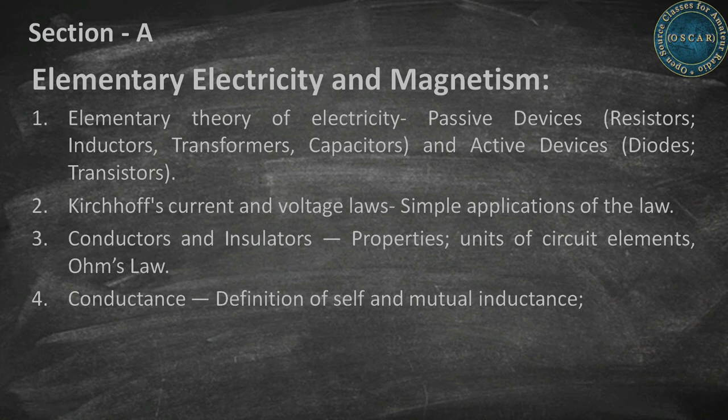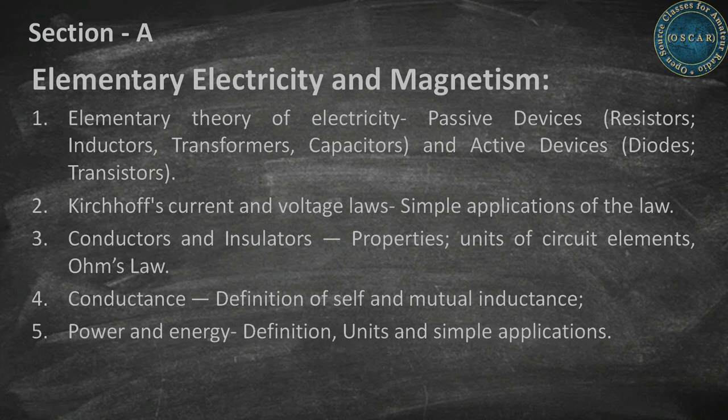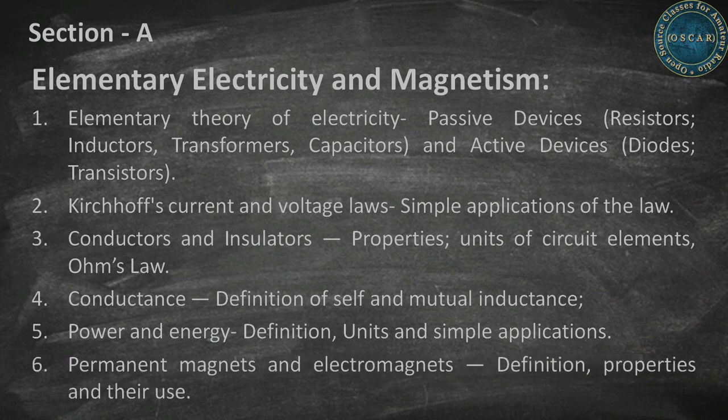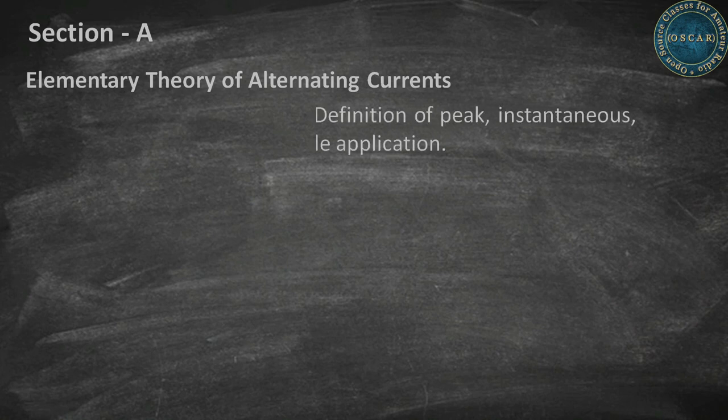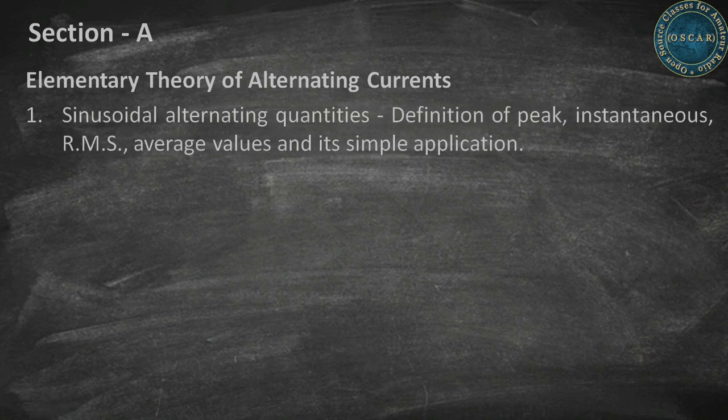Conductance. You have to learn the definition of self and mutual inductance. Power and energy. You will have to learn the definition, units and simple applications. Permanent magnets and electromagnets. You will have to learn the definition, properties and their use. Next, you will have to learn about elementary theory of alternating currents, which is AC. Sinusoidal alternating quantities. You have to learn the definition of peak, instantaneous, R.M.S, average values and its simple application.